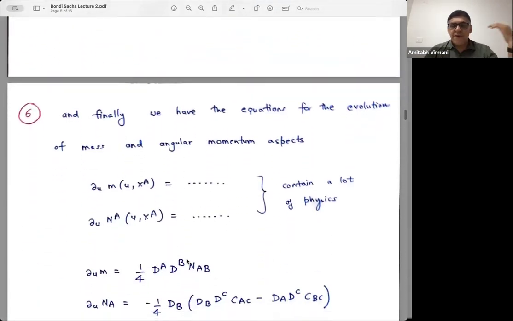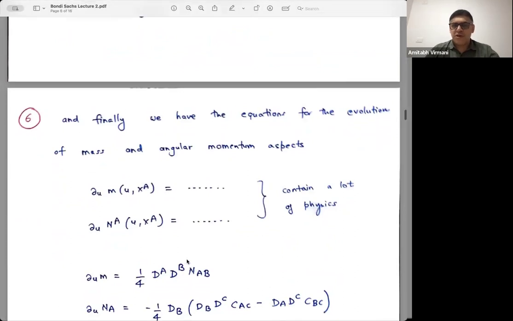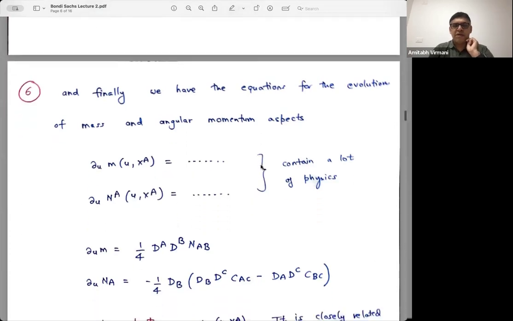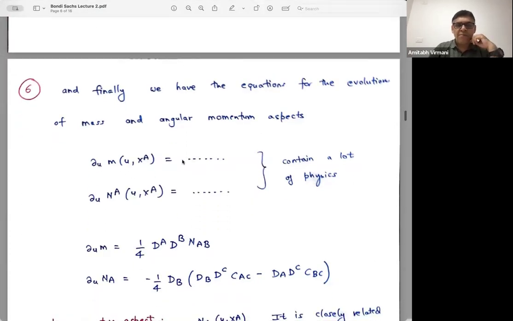Okay, so now finally we are left with three equations because all the expansions are solved, all the arbitrary functions are obtained. Now the last step will give you the evolution equations for the Bondi mass and angular momentum aspect. So finally we have the equations for the evolution of the mass and the angular momentum aspect. So del_U of M equals something and del_U of N_A equals something. This is where most of the physics of Einstein's equations is. These are the evolution in time.